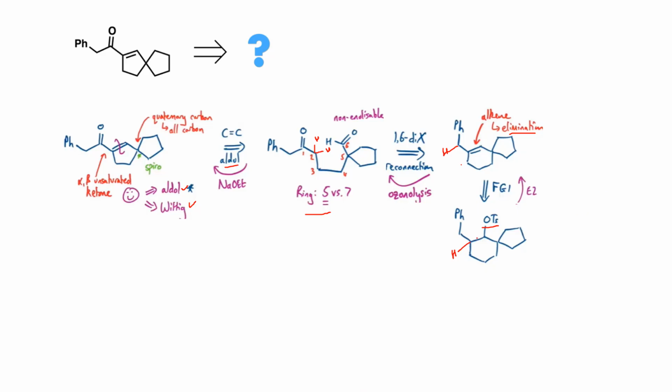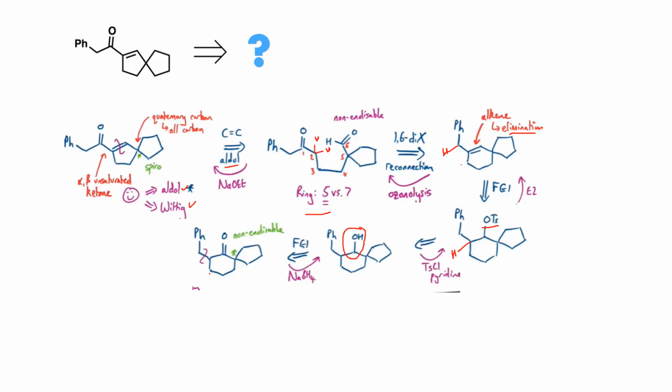Now if we replace this OTs with an OH, it's possible, because tosyl protection can be performed. Now this OH can be formed through reduction of a ketone, so it can be replaced with a ketone. Now we know the alpha position of a ketone is highly nucleophilic because of enol formation.